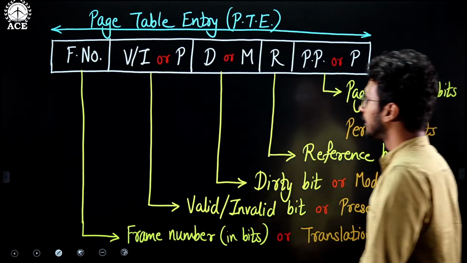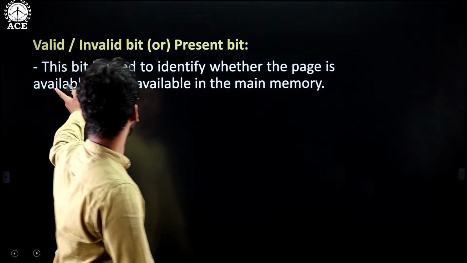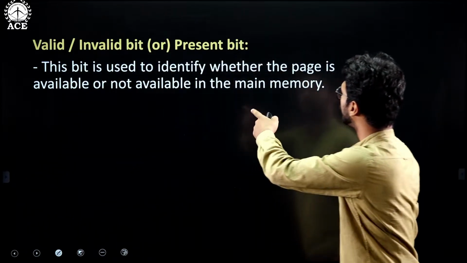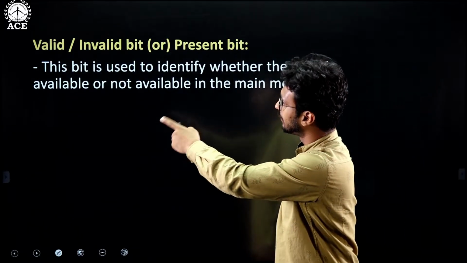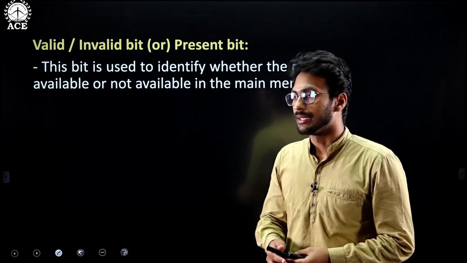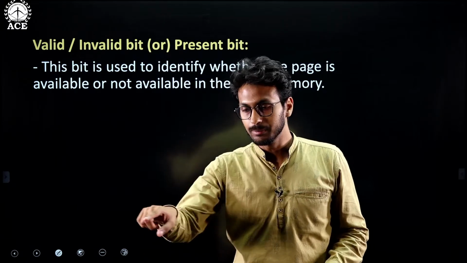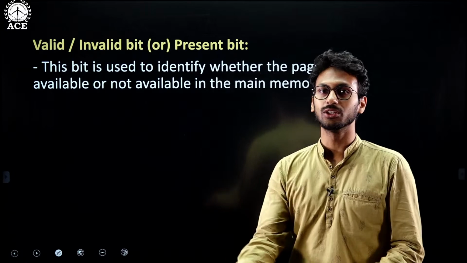Done. Now let's see the next point: the valid/invalid bit, or present bit. This bit is used to identify whether the page is available or not available in the main memory. If the present bit is 0, what does it mean? If the present bit is 1, what does it mean? 1 means it is present, 0 means it is absent. It is not present.